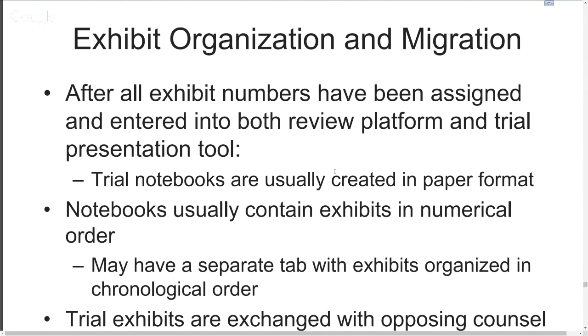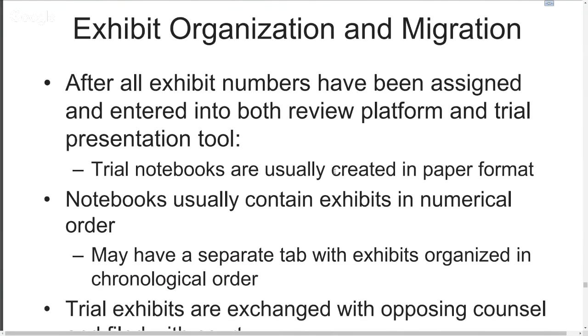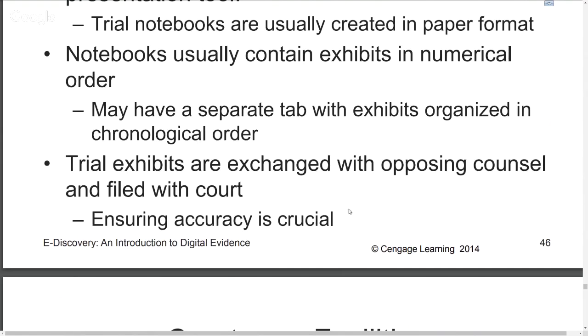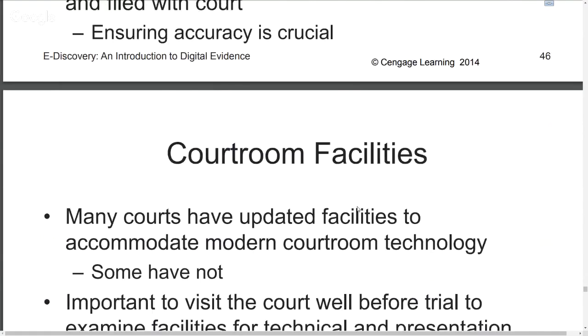Trial notebooks are usually created in paper format and contain exhibits in numerical order. They may have a separate tab with exhibits organized in chronological order. Trial exhibits are exchanged with opposing counsel and filed with the court, so accuracy is crucial.